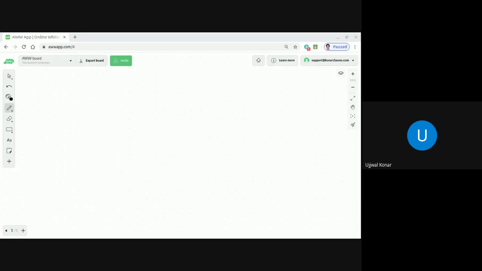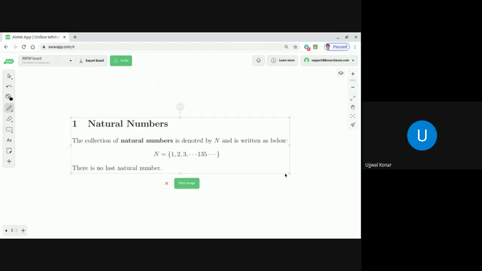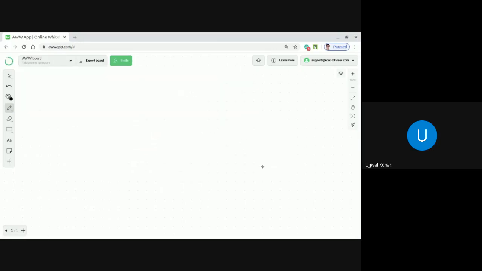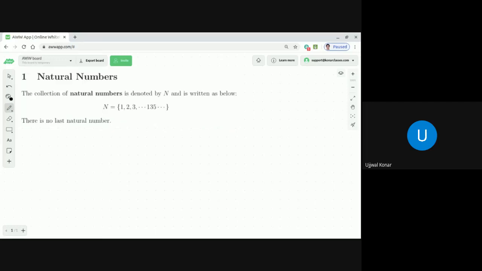Let me start with the natural numbers first. Let me share the screen with you first. So dear students, as you see, the collection of natural numbers is denoted by capital N and is written as N equal to 1, 2, 3, 135 and so on. It actually goes to infinity.